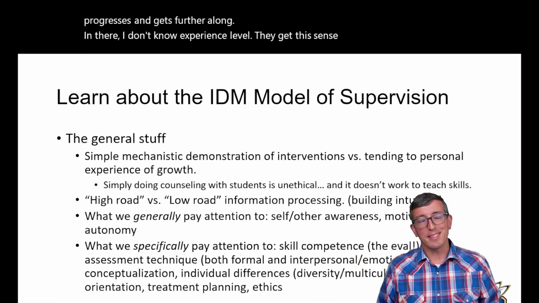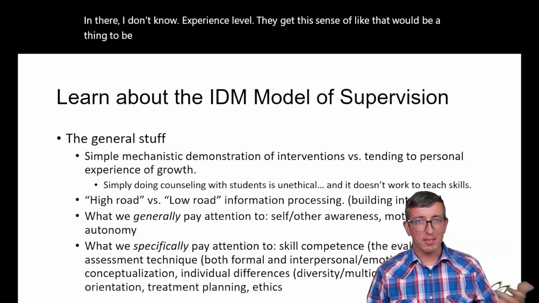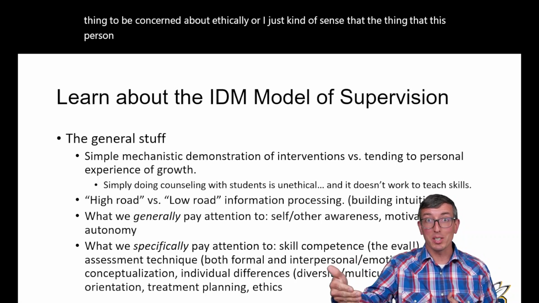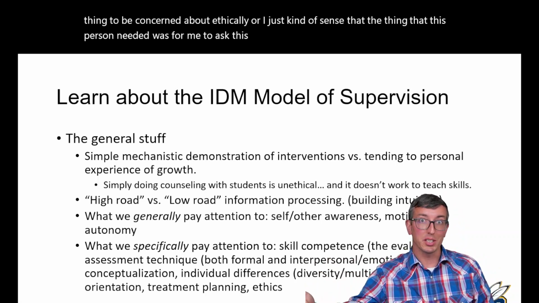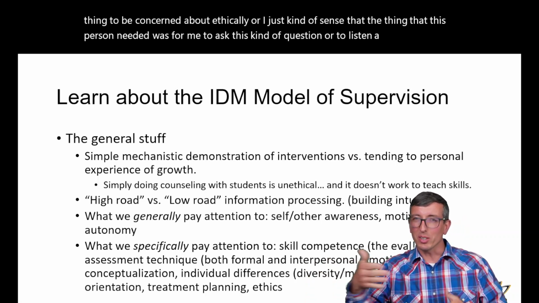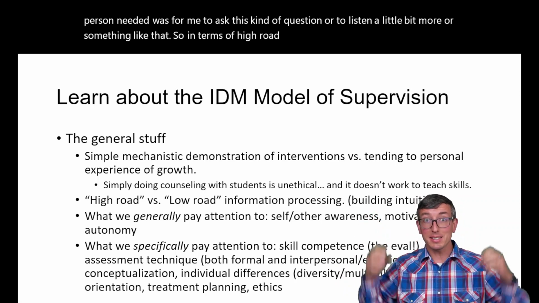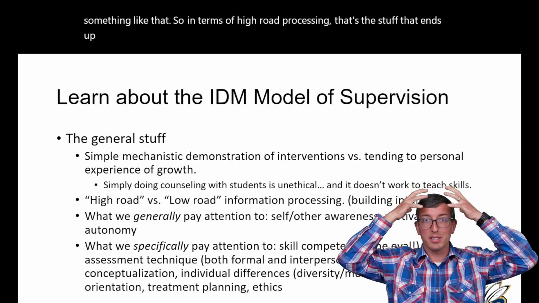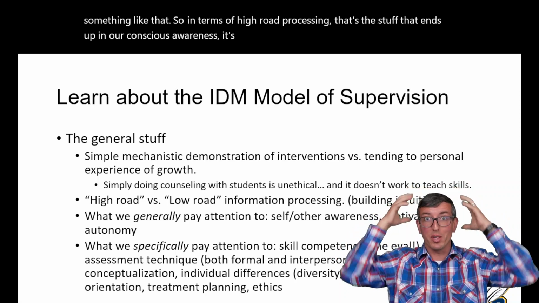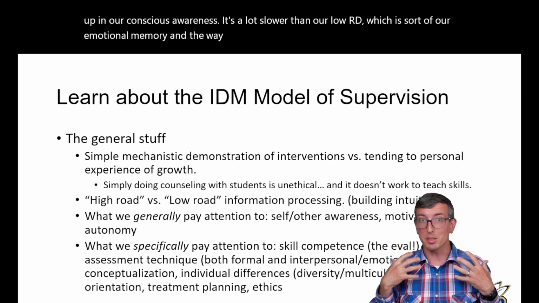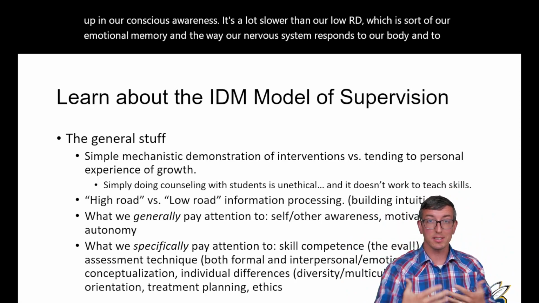this sense of, that would be a thing to be concerned about ethically. Or I just kind of sense that the thing this person needed was for me to ask this kind of question or to listen a little bit more or something like that. So in terms of high road processing, that's the stuff that ends up in our conscious awareness. It's a lot slower than our low road, which is sort of our emotional memory and the way our nervous system responds to our body and to clients and that kind of thing.